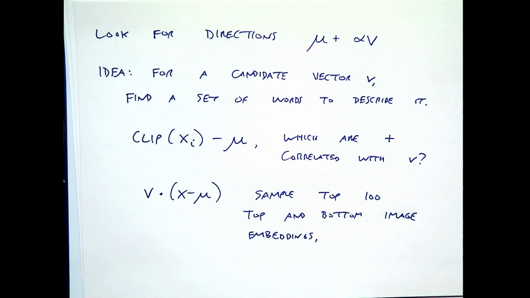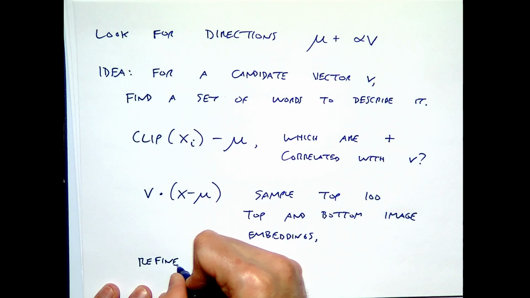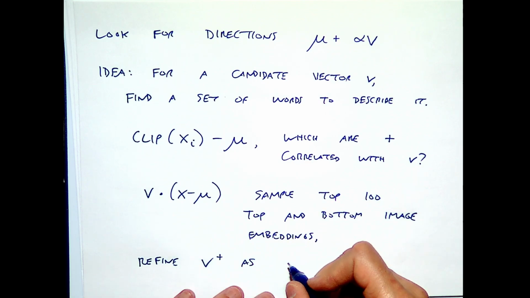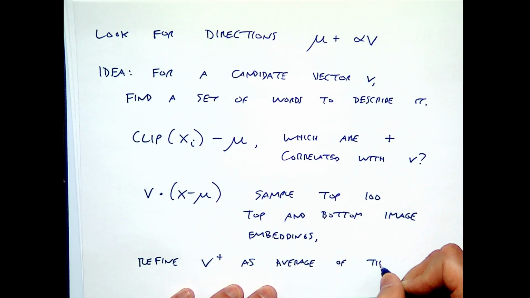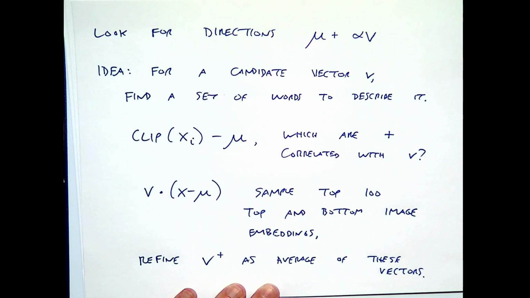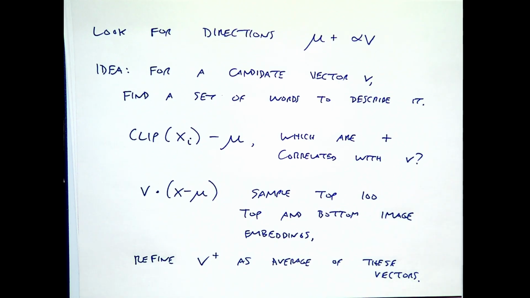And then that gives me some sense of whether there's something interesting there, and I'm refining my choice of v to be more aligned with something interesting happening in image space, right? So I basically refine v plus as the average of these vectors. Right, so the idea is that I'm taking an idea and trying to find something where there's a bunch of images that positively correlate with that idea, and I'm only taking those examples, right?